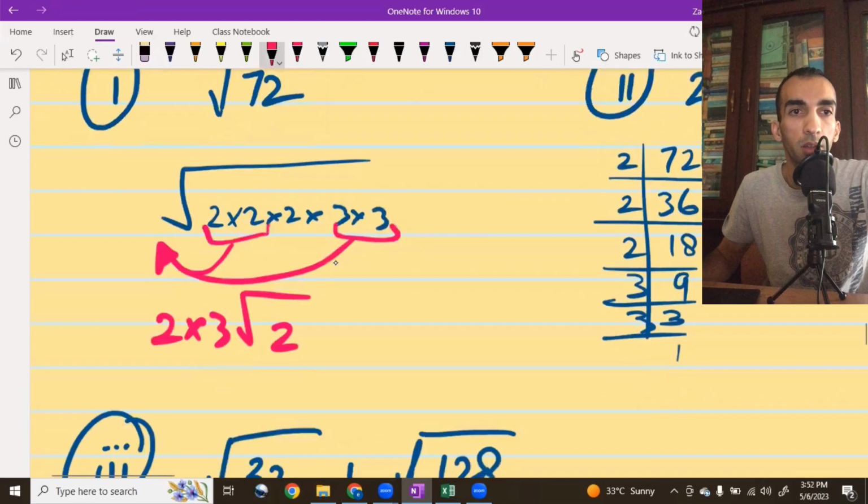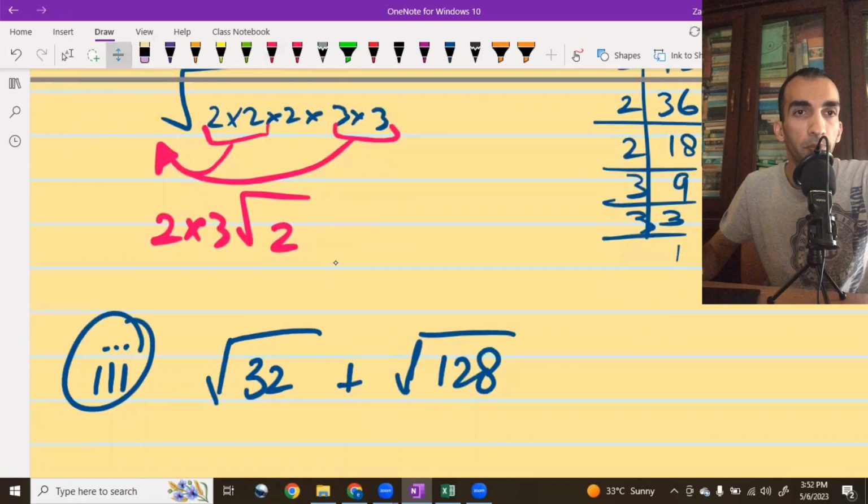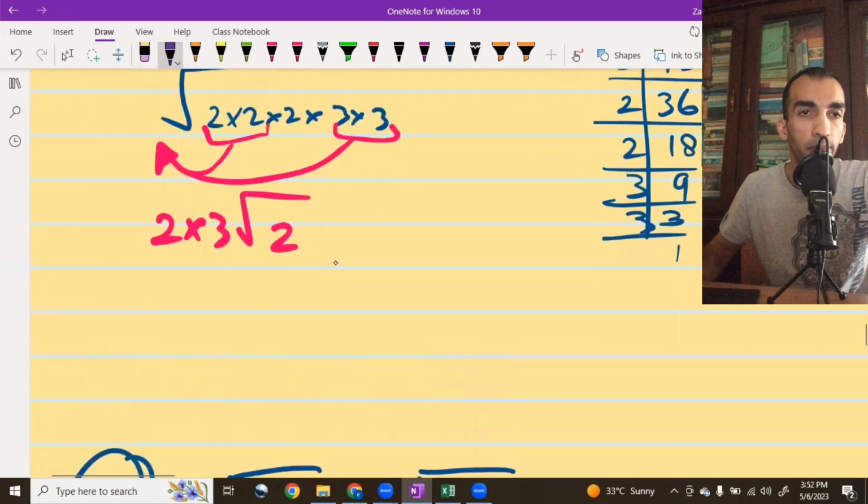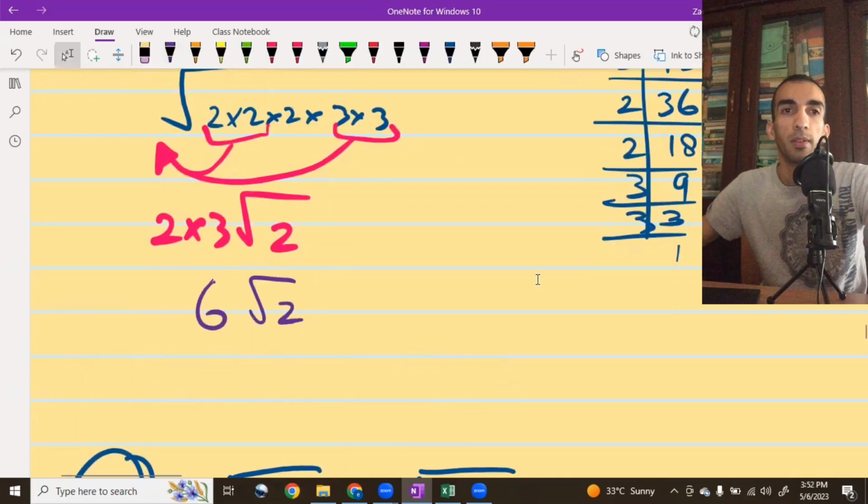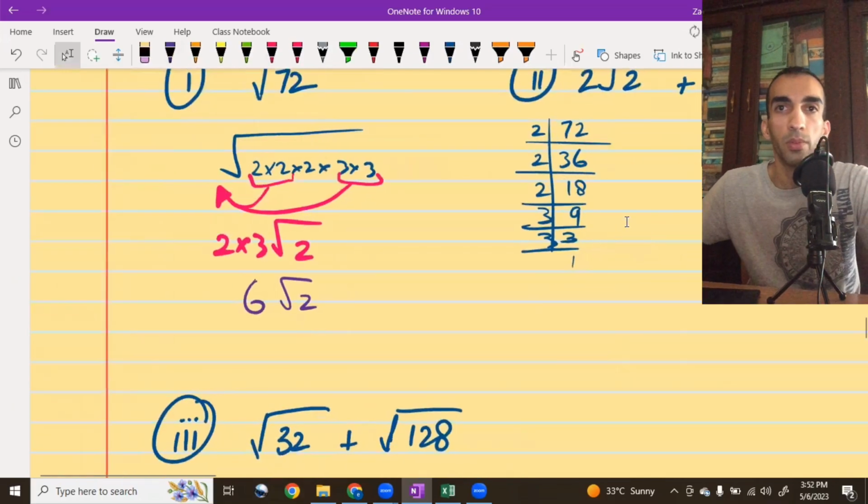What is essentially the answer at the end? Six. No, 6 square root of 2. Perfect.